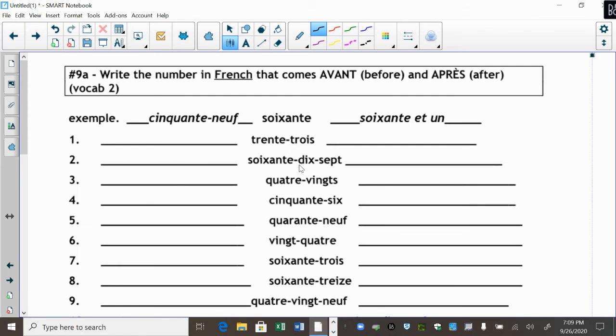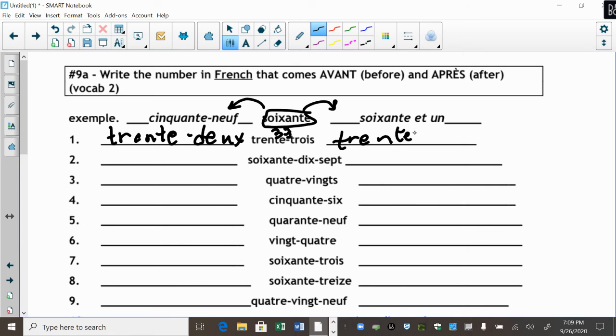Okay, and then on the last page, it's similar to the other work that you did where you're looking at this center number and what number comes before it and what number comes after it. So 33 is 33, right? So we need 32 ahead of it, and after it, we have 34. Okay, so I hope that helps. So again, this one here is 77. 60 and 17 is 77. So you need 76 in front and 78.